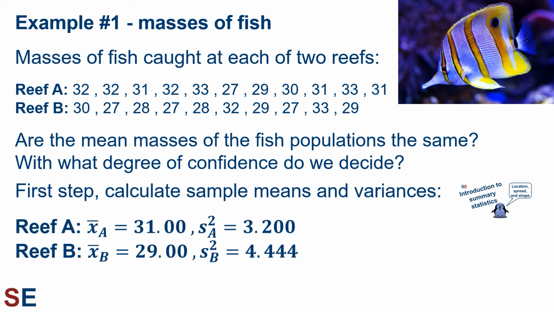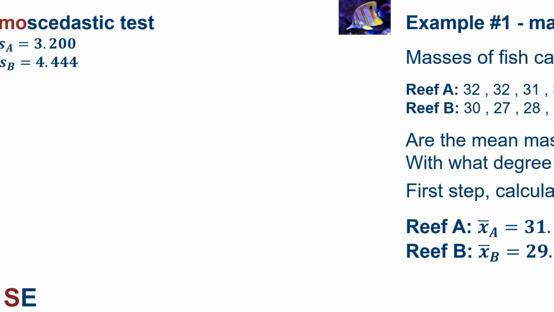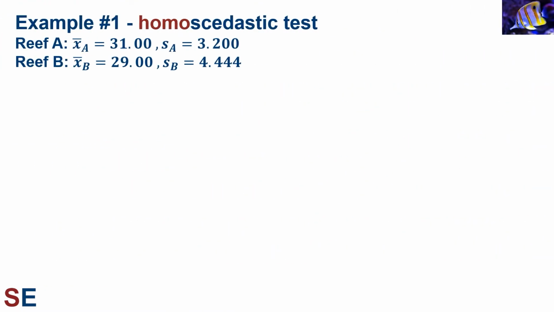In this case, reef A gives us a mean of 31 with a variance of 3.200, and reef B gives us a mean of 29 with a variance of 4.444. These are the values we'll use for our unpaired t-test. First, let's look at how we would do a homoscedastic test. This is the one in which we assume the population variances are equal. We won't worry about how we determine equality of variances in this video, but Stats Examples has other videos on this topic available.